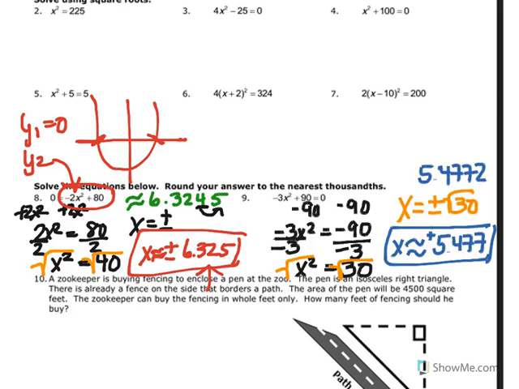So on this one, I ended up with x being approximately equal to 5.477. So again, you can look at my work. I subtracted 90, then divided by -3, and we got x squared equals 30. Took the square root, so x is equal to plus or minus the square root of 30.